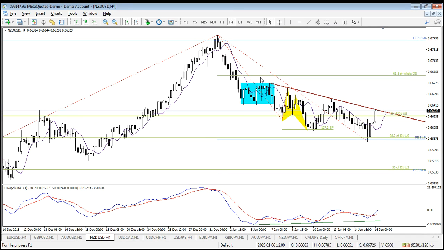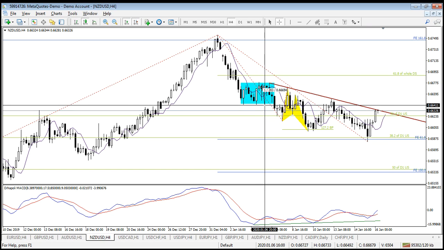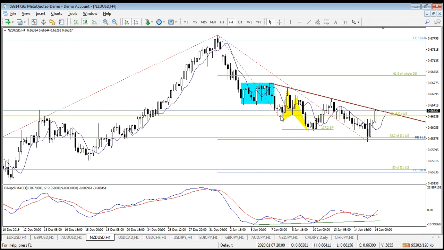Before this reaction there was this triangle, this rectangle pattern. So the target of the rectangle is equal to the size of it. So it was like 38 pips to the upside, then 38 pips to the downside. So this fall was 40 pips to the downside. So this target of the rectangle was completed with this completion of this 127.2% butterfly.